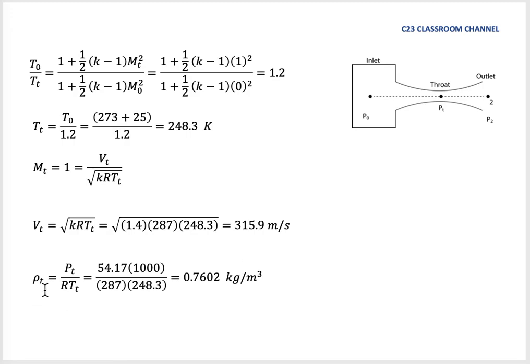So we could calculate the rho at the throat here by using the equation P over RT. We substitute the value of pressure, and then we multiply by 1000 because we calculated previously in units of kilopascal. We have the gas constant 287, and the temperature at the throat is 248.3 Kelvin. So we could calculate this one. We have the density at the throat equal to 0.7602 kilograms per meter cubed.